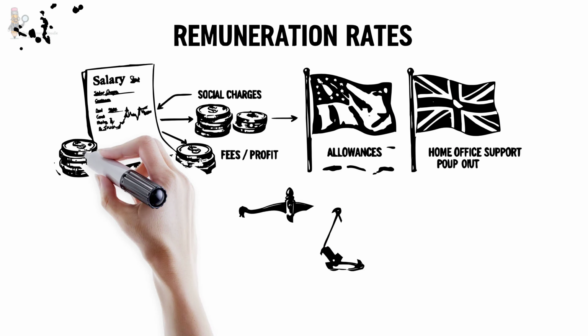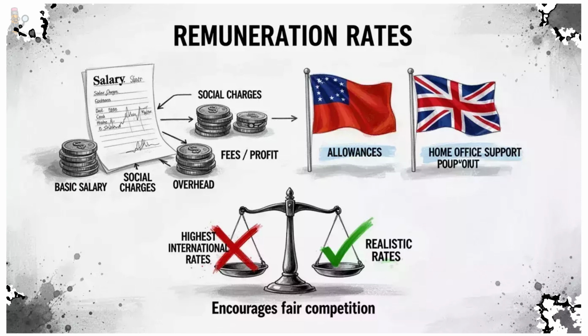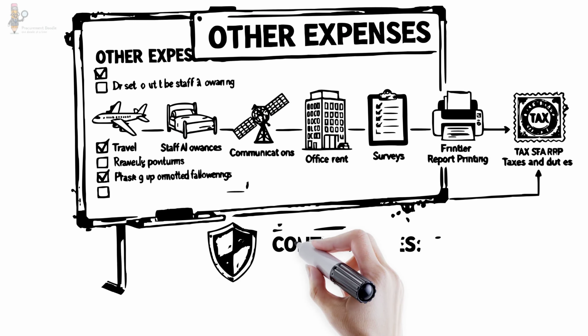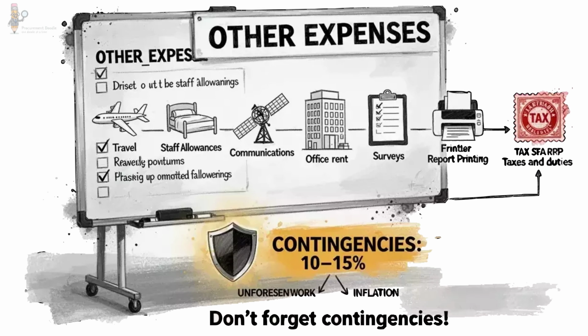Remuneration rates include basic salary, social charges, overhead, and fees or profit. For international staff, there are also allowances and home office support. Use realistic rates, not the highest international rates, to encourage fair competition. Other expenses cover everything from travel and staff allowances to communications, office rent, surveys, report printing, taxes, and duties. Don't forget contingencies, 10 to 15% for unforeseen work and inflation.